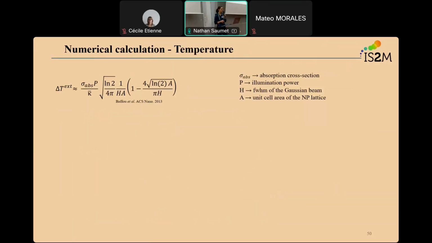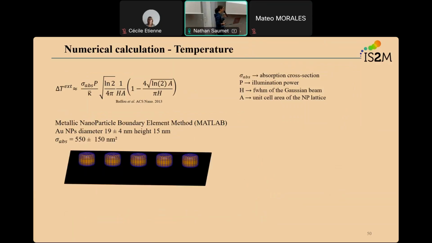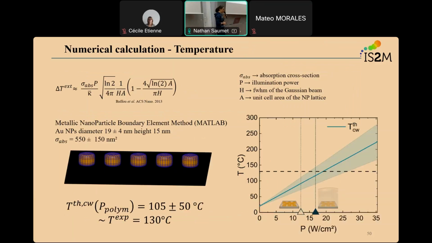Knowing this, it's possible to perform numerical calculation to know the temperature that is reached by the samples. For that, you need to do some calculation, to know the field, to know the absorption cross-section of the nanoparticles of the samples. And then you can plot heat here. So it's the blue curve here. So it's a theoretical curve.